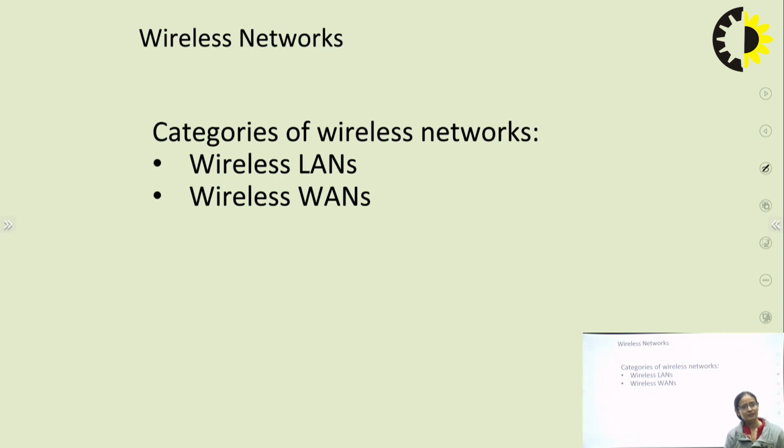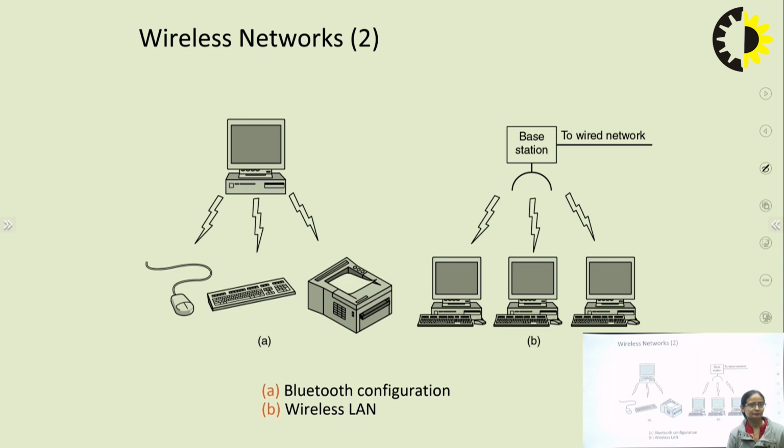Now the next category is wireless networks. We could have wireless LANs and wireless WANs. That is when we have LAN and WAN and all the equipment and devices connected among themselves through a wireless medium, then we have wireless LAN and wireless WAN. If you look at figure A, it is showing your Bluetooth configuration. With the help of Bluetooth, all these devices are interconnected among themselves. So this is one example of your wireless LAN.